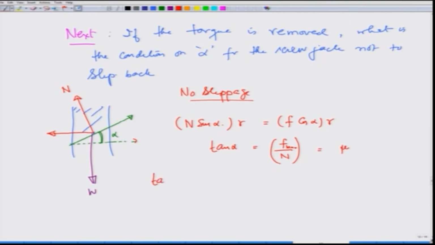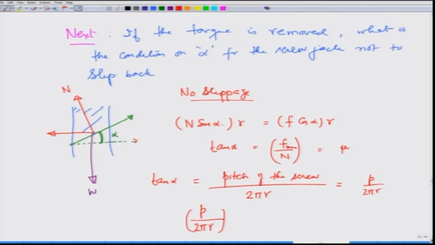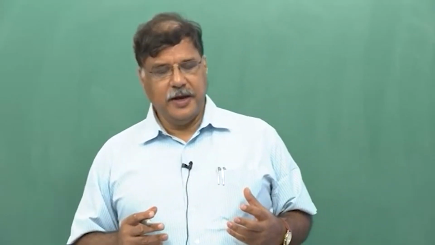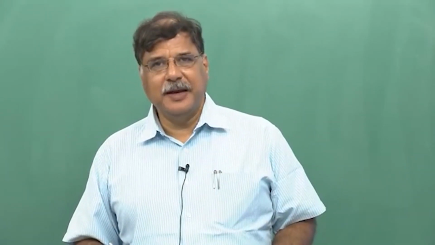Tangent of alpha is equal to the pitch of the screw divided by 2 pi r. So, this is equal to P over 2 pi r. Pitch means in one rotation how much it moves, and the maximum allowed is mu, right. So, that is the condition for it not to slip back. We have derived the condition that tangent alpha should be equal to mu when the torque due to the friction and the normal reaction just balance each other.